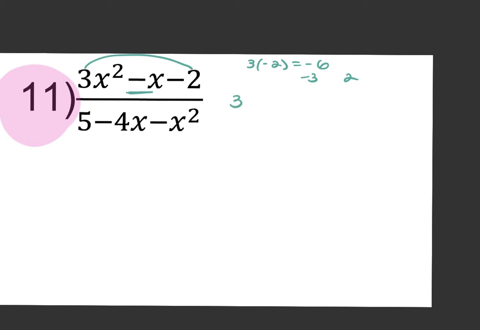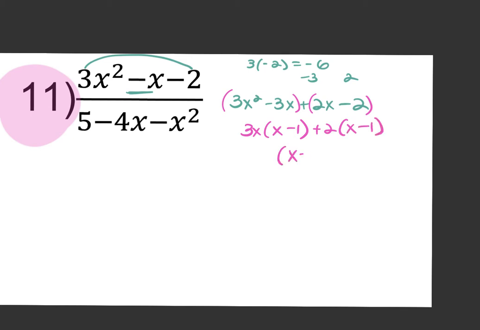You're going to replace that middle term with those 2 terms. And then you're going to factor by grouping. So from the first one, we're going to take out a 3x, and you get x minus 1. Then take out a 2, you get x minus 1. And you end up with x minus 1 times 3x plus 2. And that's your numerator.